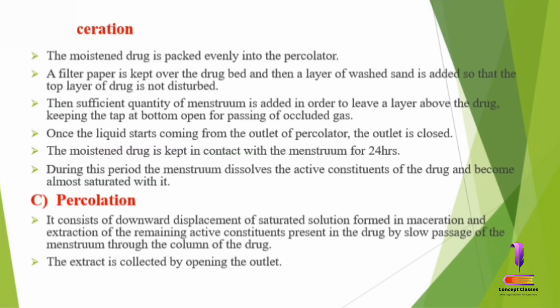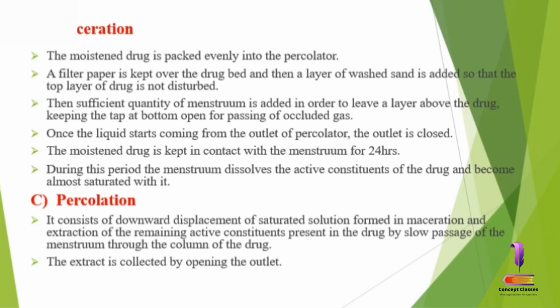Now the second step is maceration. The moistened drug that we have kept for 4 hours, we have to pack evenly into a percolator. Then after packing the drug into the percolator, we have to keep a filter paper over the drug bed, and then we have to put a layer of washed sand. We do this so that the top layer of the drug is not disturbed.